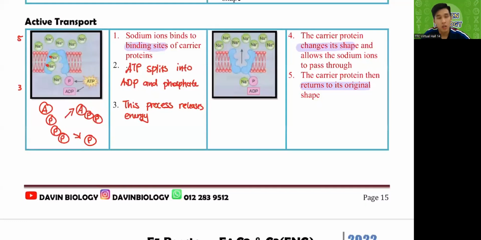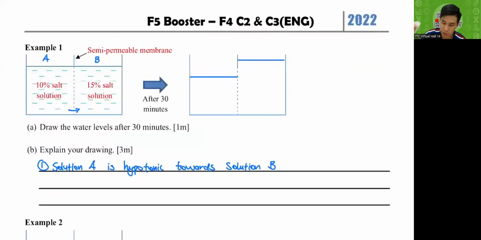Yeah, done. 1, 2, 3, 4, 5. Okay, so come back here. Solution A is hypertonic towards solution B. So that's the first thing. You always compare hyper, or you can say B hypo to A also can. B to A is hypo.